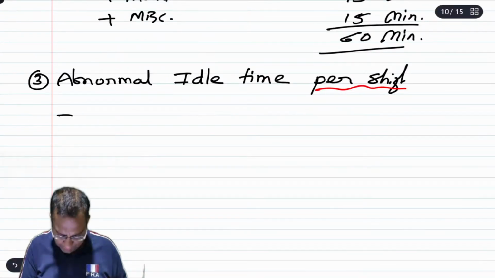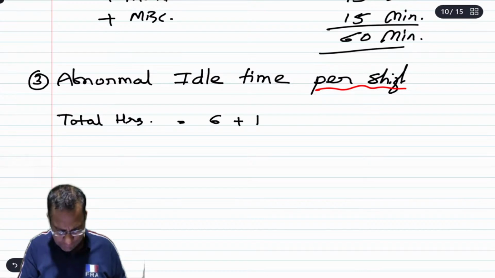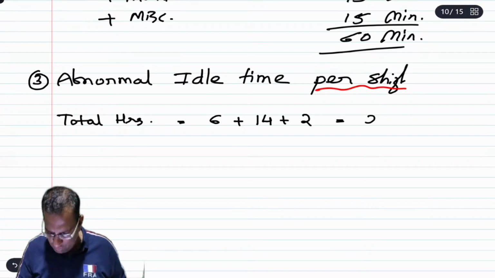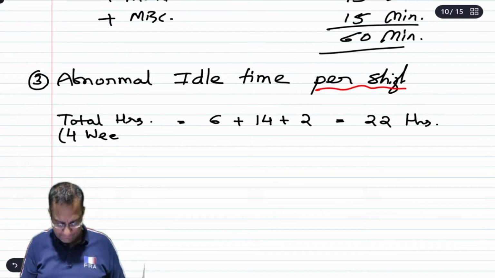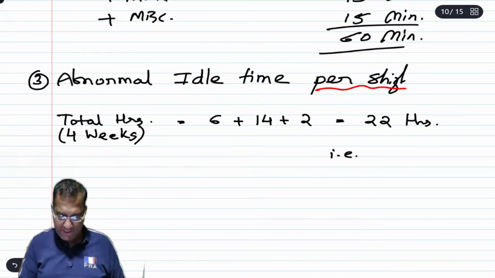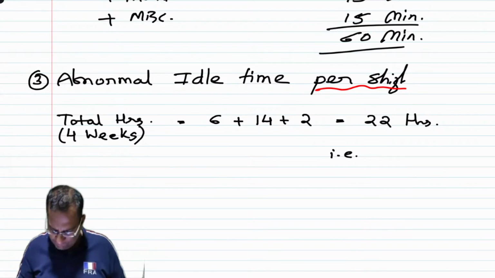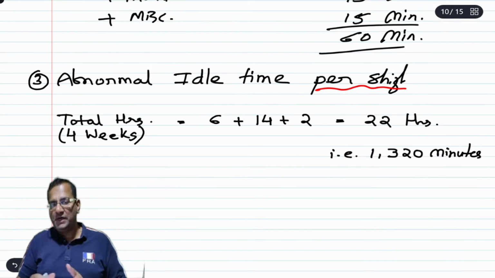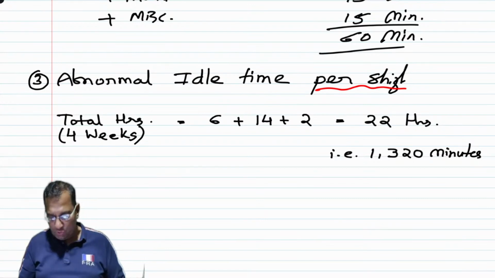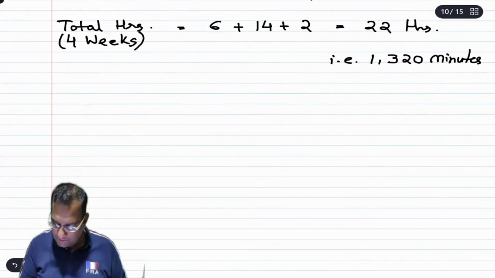So I think the total hours are 6 hours plus 14 hours plus 2 hours, equal to 22 hours, the abnormal idle time in the 4-week period. This is for the 4-week period. If you want to convert this into minutes, it's very simple: 22 multiplied by 60 is 1320 minutes. But all the data we are trying to calculate is on a per shift basis. So for a 4-week period there are a total of 48 shifts. So 1320 minutes is the total abnormal idle time for 48 shifts.